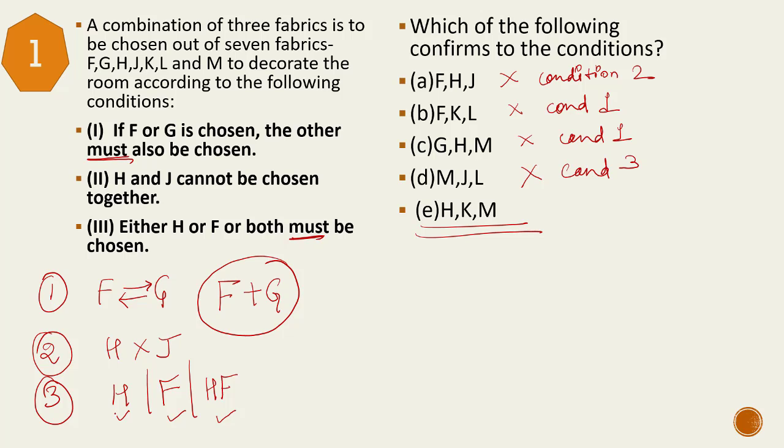Here condition 3 is being met because I've already taken H. I have not taken J, so condition 2 is not being violated. I have not taken F and G both, so I am not even violating condition number 1. So here we have ruled out 4 options based on the conditions they have been violating. Moving forward.